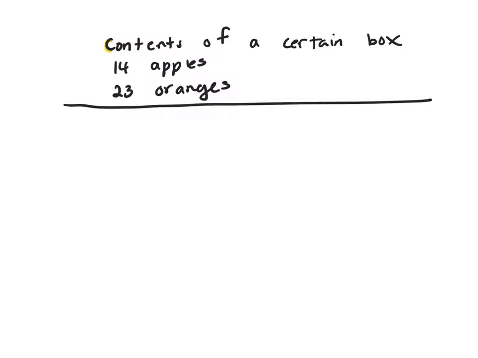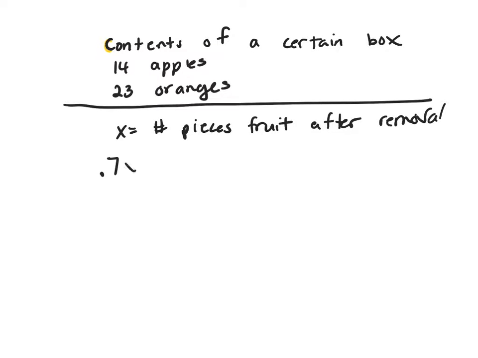We're trying to figure out how many oranges must be removed from the box so that 70% of the pieces of fruit in the box will be apples. So let's let x equal the number of pieces of fruit after removal, after oranges have been removed. Well, we know that 70% of this has to be apples, and the number of apples is 14.